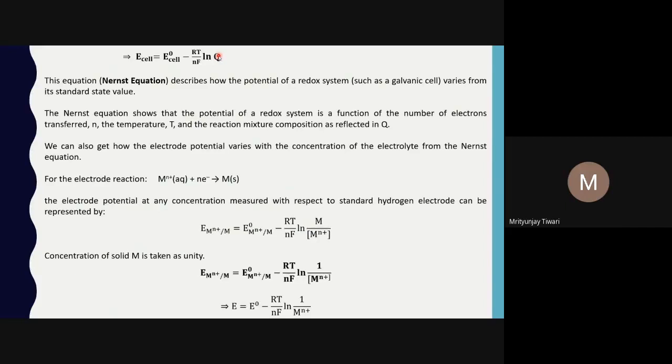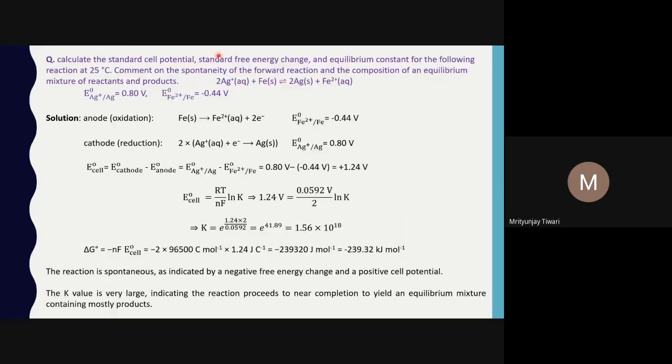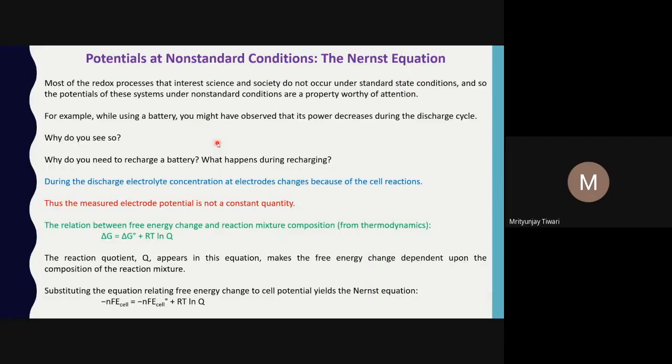For example, as we have seen in the Daniell cell, or let us look at this example. At the anode, oxidation is happening. With each oxidation of an iron atom, the Fe2+ ion, ferrous ion, concentration is increasing in the electrolyte at the anode. And with each reaction, the Ag+ ion is consumed, and the Ag+ ion concentration is decreasing. So the concentration of these electrolytes changes with time, and depending on that, the electrode potential will also vary.